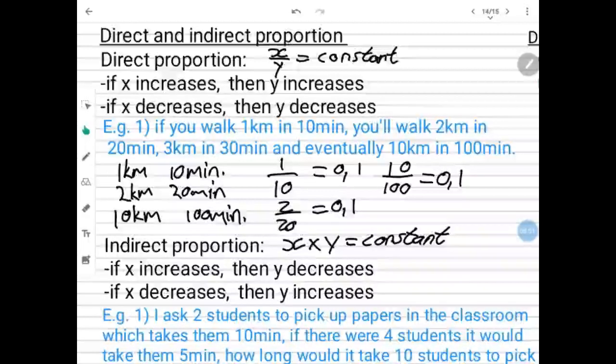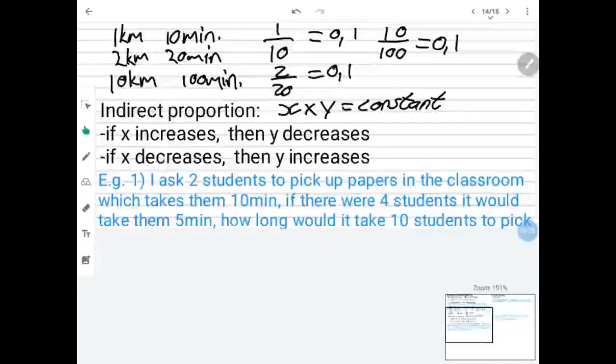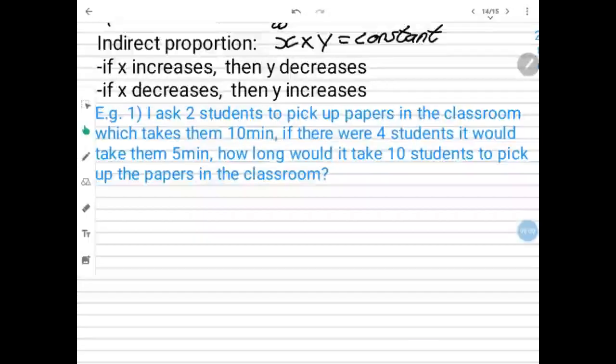So the example we have for this one is the following. Let's say I ask two students after school to pick up papers in the classroom, which takes them 10 minutes. If there were 4 students, it would take them 5 minutes. How long will it take 10 students to pick up the papers in the classroom?